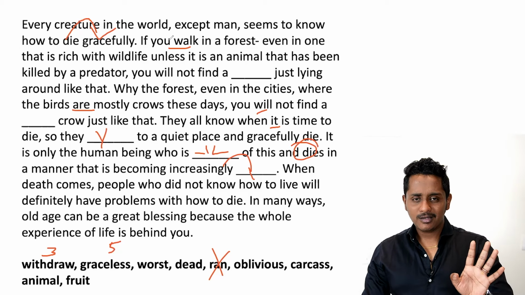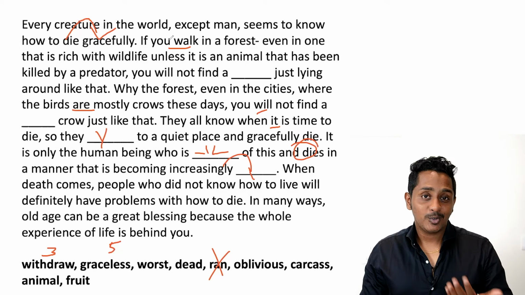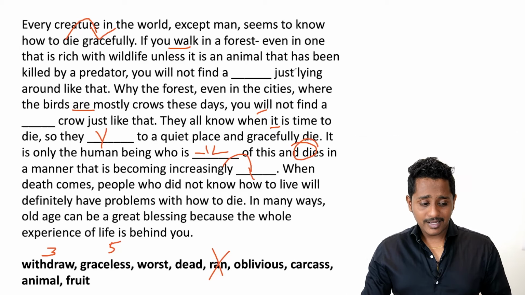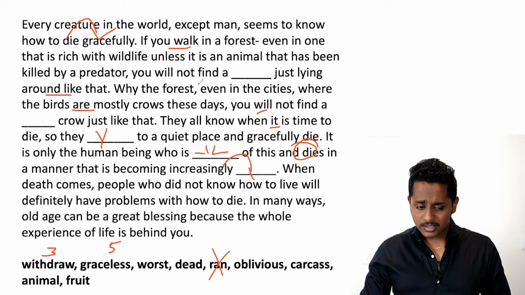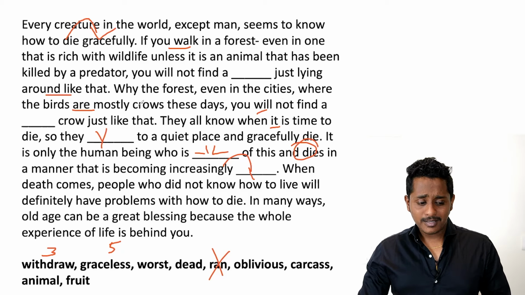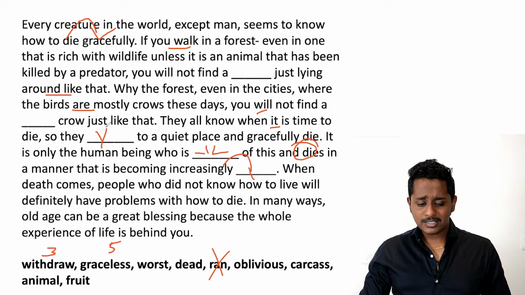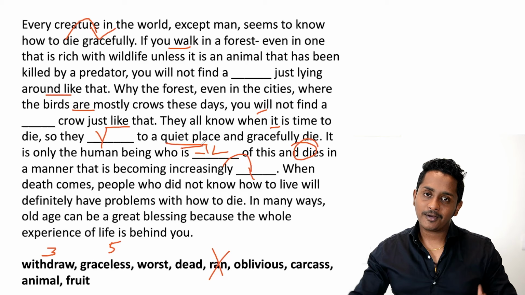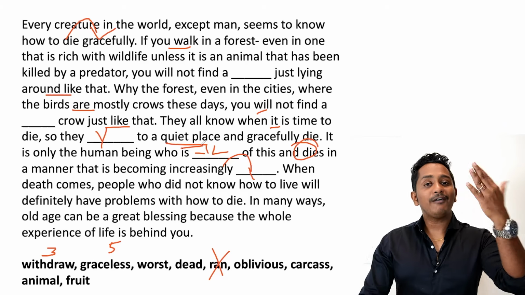All they're talking about is that we humans don't know how to die, but animals know how to die. See there, you will not find a dash just lying around like that. Why the forest? Even in the cities where birds are mostly crows, you will not find a dash crow just like that. They all know when it is time to die, they withdraw to a quiet place. That means you cannot see them dying. They just die somewhere else. So now you are aware of the context.